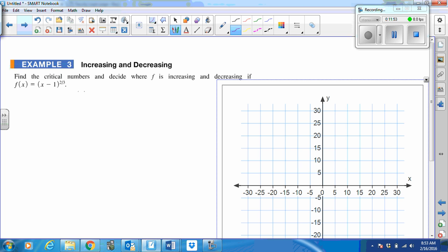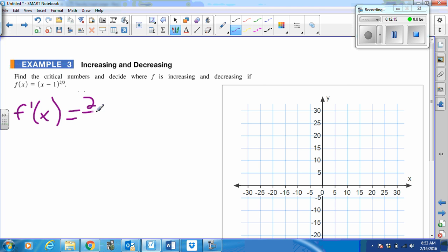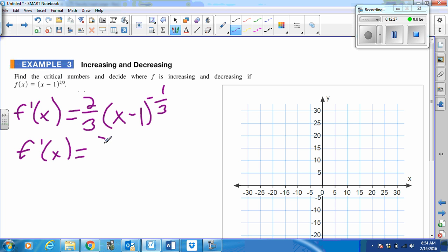Find the critical numbers and decide where the function is increasing and decreasing if f of x equals x minus 1 to the 2/3. Well, when I look at the original function, there is no place where x is going to be undefined. So we can move on from there, and now we're going to go straight to the derivative. So f prime of x is going to be 2/3 times x minus 1 to the negative 1/3. And so I'm going to rewrite that with that in the denominator. So we get 2 over 3 times the cube root of x minus 1.